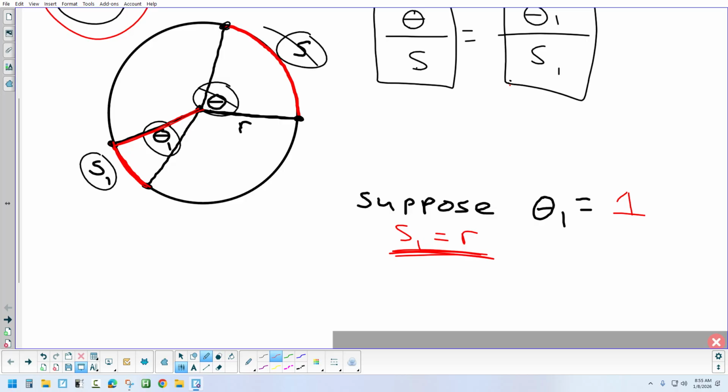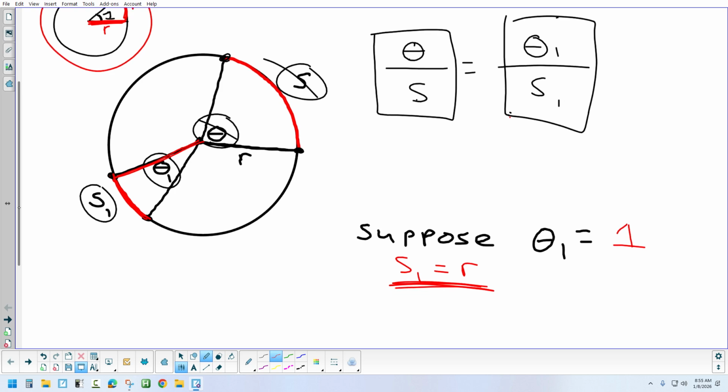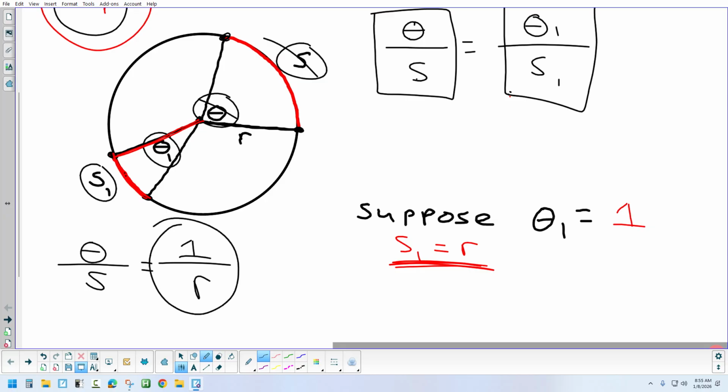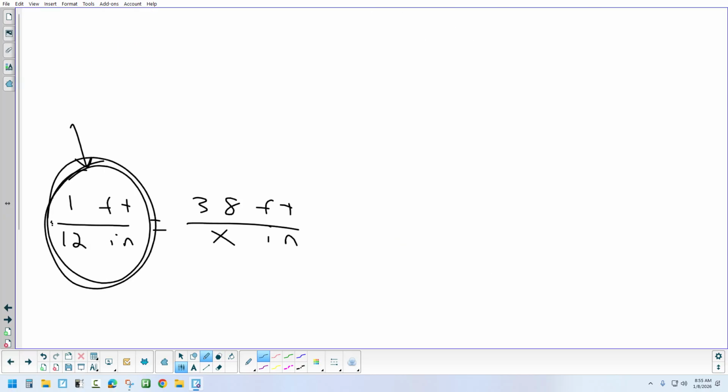Right, so let's fill that in. On the left side, we don't have anything to fill in there. We're going to leave that as theta over s. But on the right side, we're going to fill in a 1 for theta 1. And we know that if the angle is 1 radian, then the size of the arc is automatically the radius. And they'll give you the radius in the problem. So the radius will be a number. So this entire side will be numbers when you do a problem, just like this side is all numbers. Same idea.